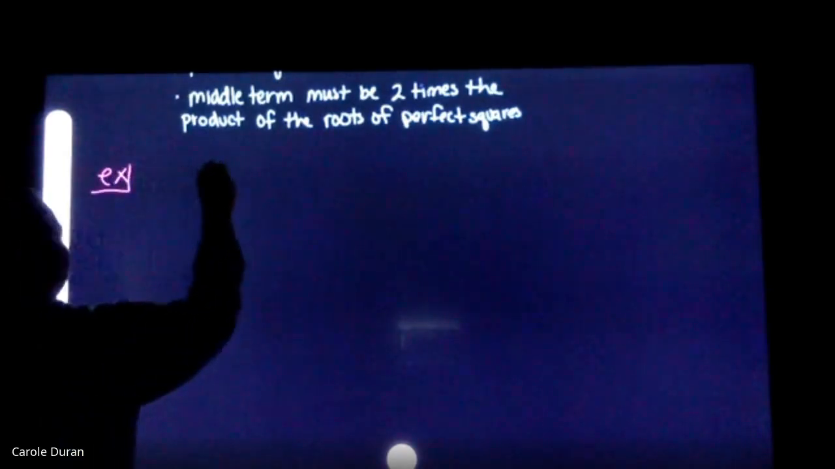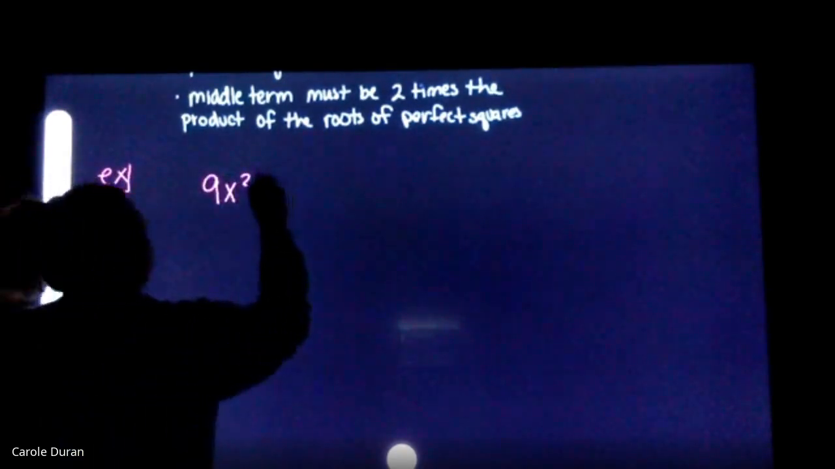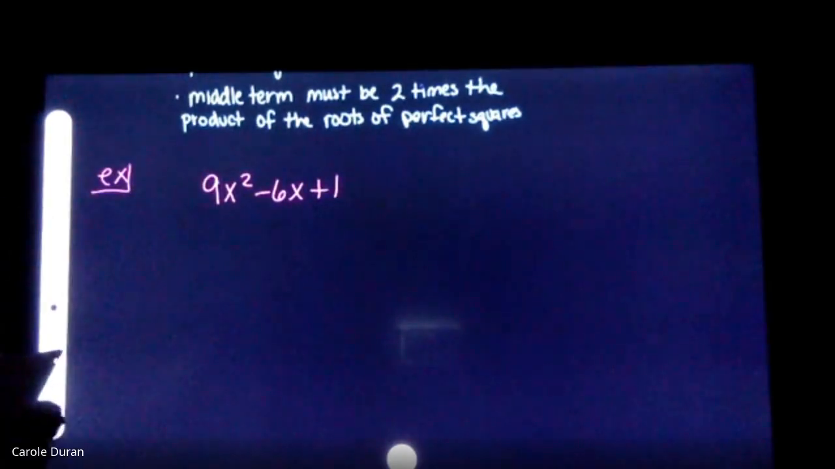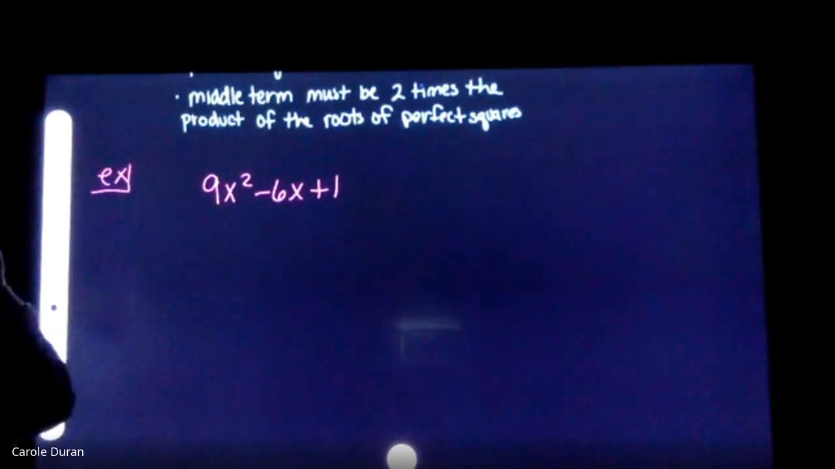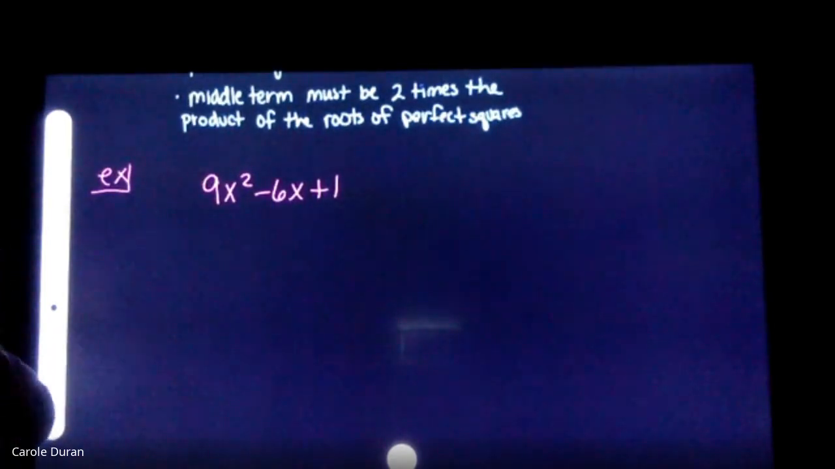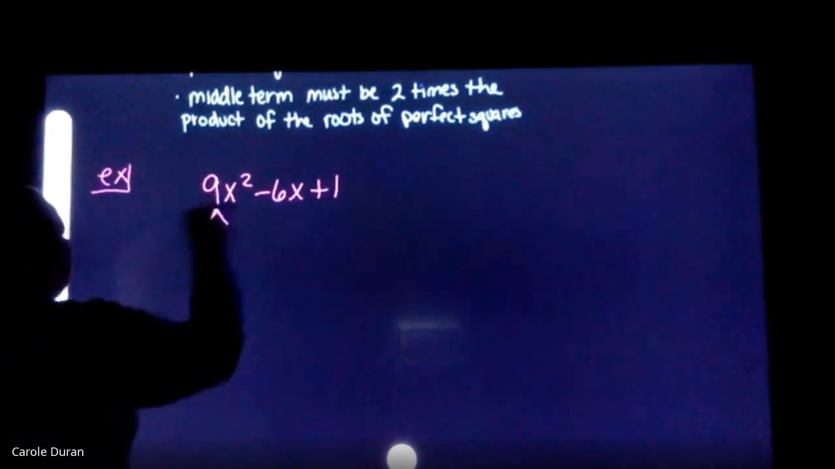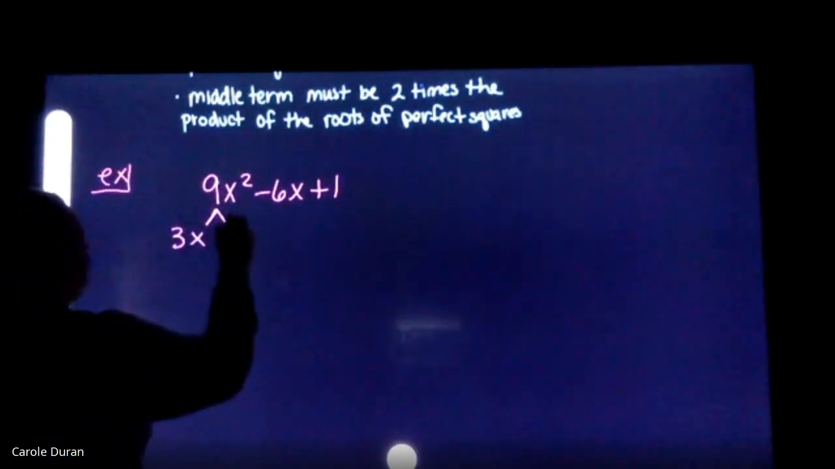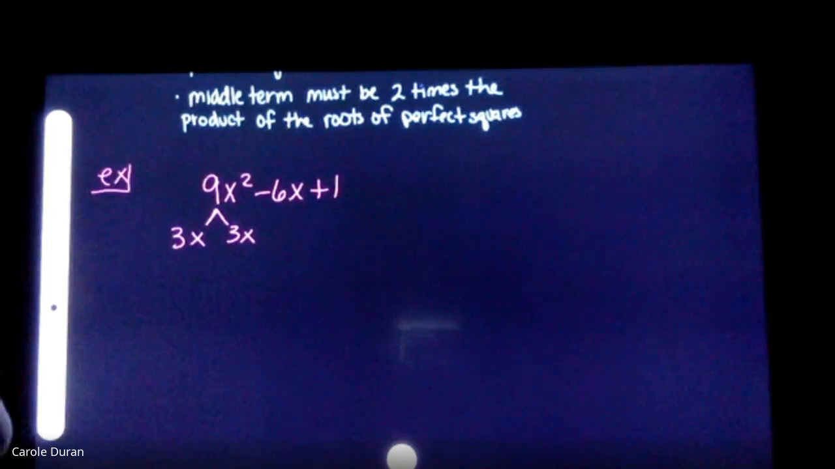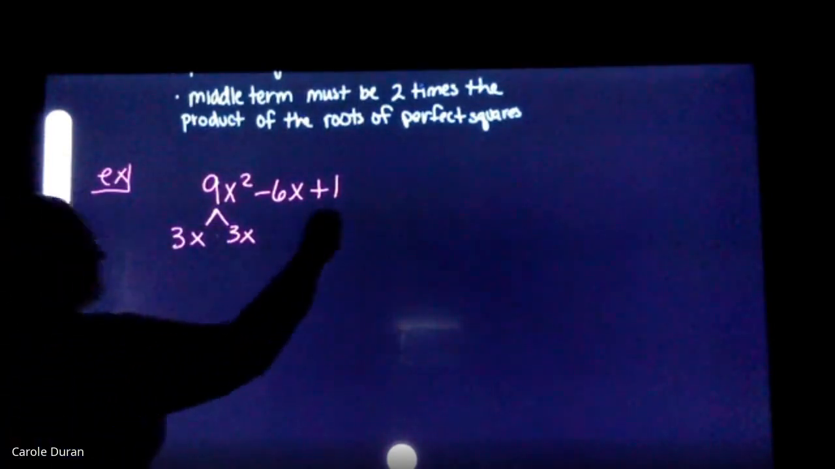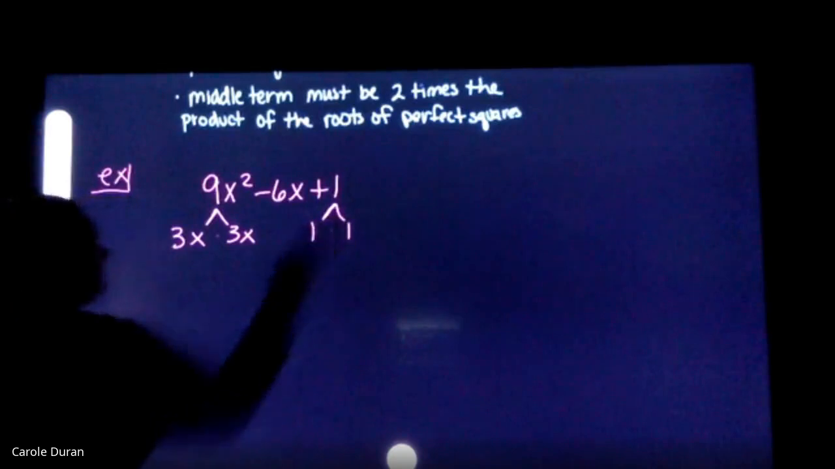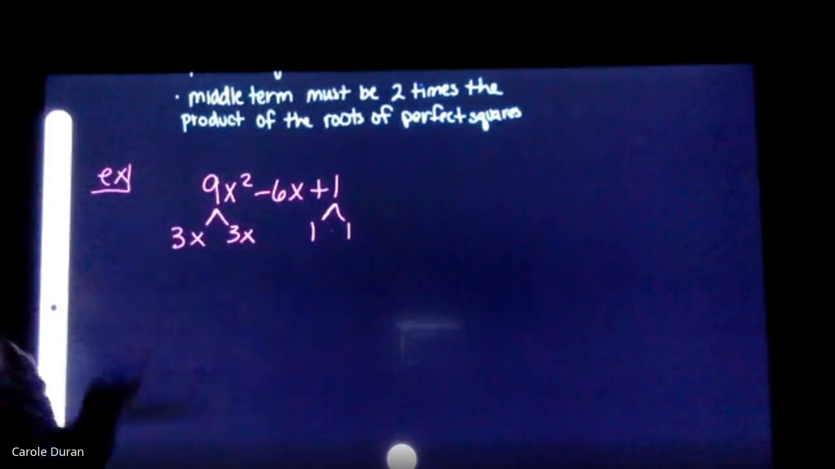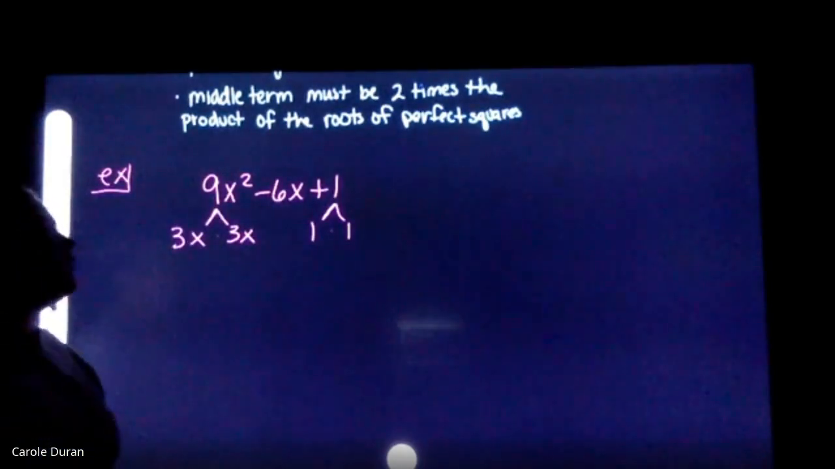The next example I'd like to do is 9x squared minus 6x plus 1. The first thing we need to do is make sure this is in fact a perfect square trinomial. So I need to figure out what multiplies together to get 9x squared. That's pretty clearly going to be 3x times 3x. So that one is a perfect square. What multiplies together to get 1? Well, 1 and 1. So that third term is also a perfect square. So far, so good. They're both positive numbers. The 9 is positive and the 1 is positive.